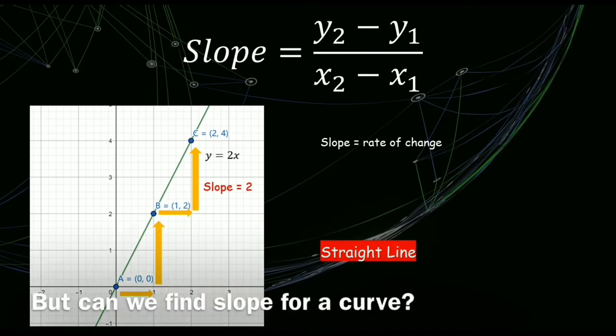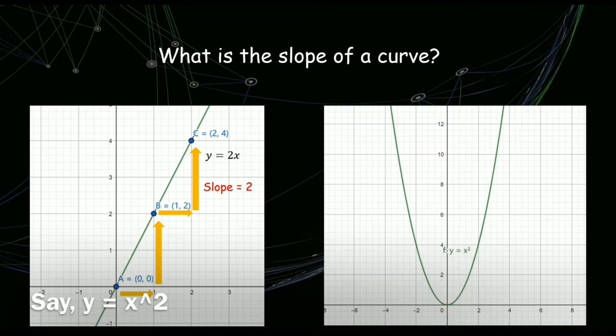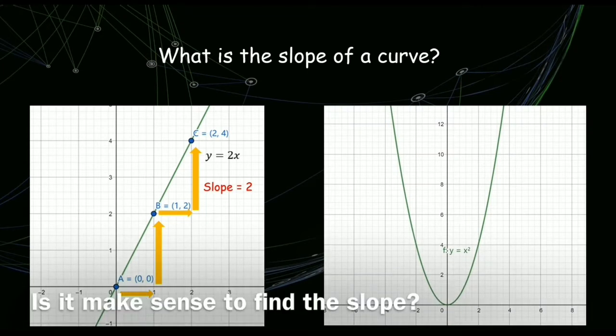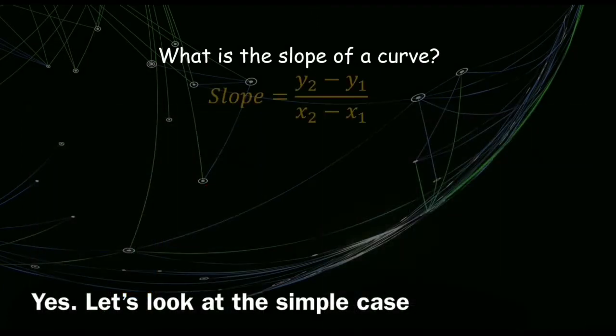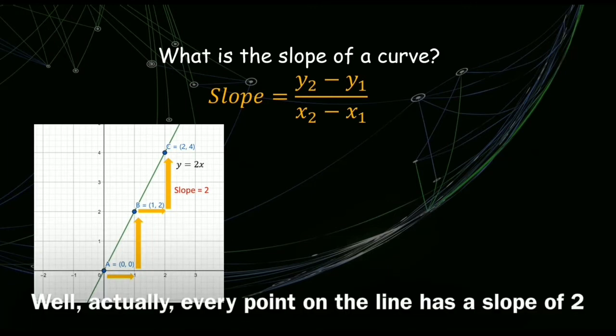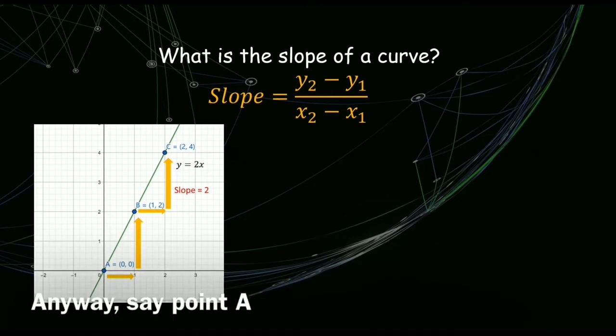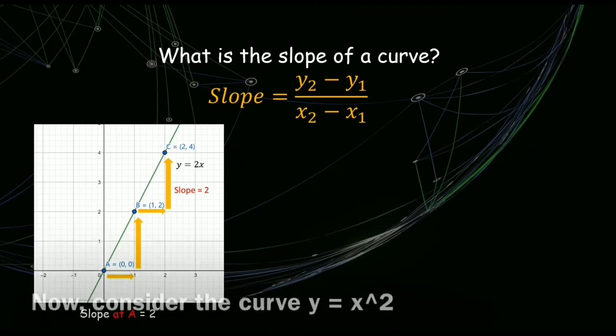But can we find slope for a curve? Say y equals x squared. Does it make sense to find the slope? Yes, let's look at a simple case. Indeed, we can find the slope of any point we want on the straight line. Well, actually, every point on the line has a slope of 2. Anyway, say point A, the slope there is equal to 2.